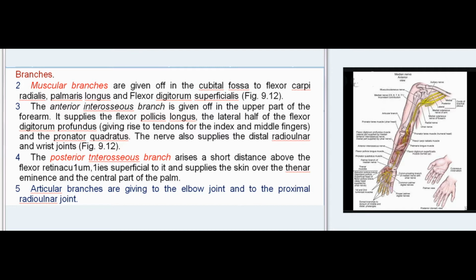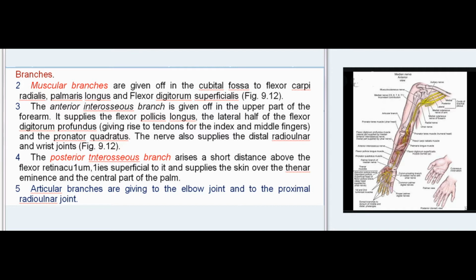It supplies the flexor pollicis longus, the lateral half of the flexor digitorum profundus, giving rise to tendons for the index and middle fingers, and the pronator quadratus. The nerve also supplies the distal radioulnar and wrist joints, Fig 9.12.